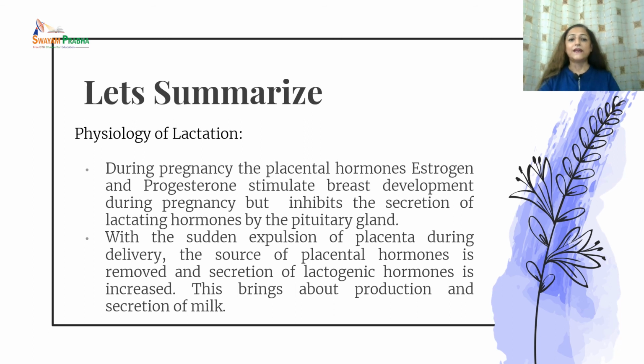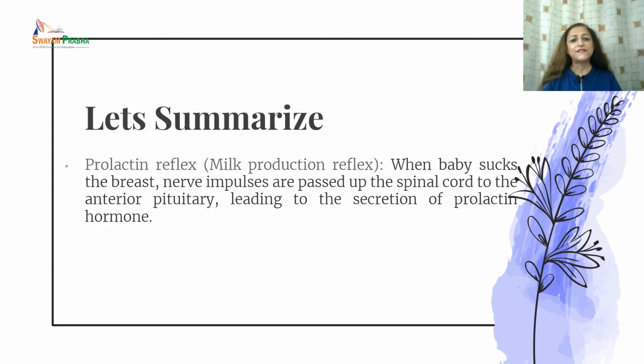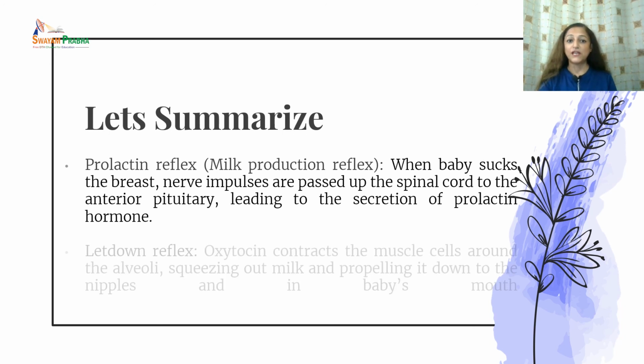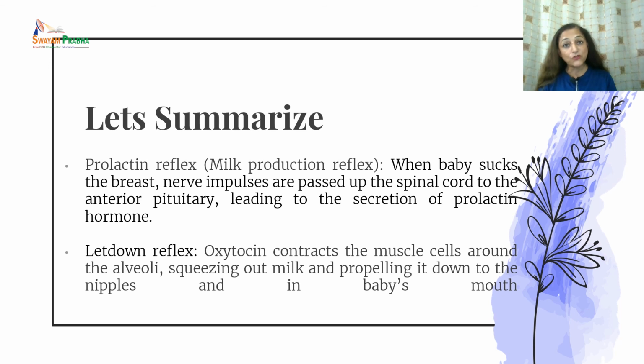After that, we studied the prolactin reflex, also known as the milk production reflex. This is the stage when the baby sucks the breast, nerve impulses are passed up to the spinal cord and the anterior pituitary, leading to the secretion of prolactin hormone. And then we studied the letdown reflex. It is caused by oxytocin. This hormone contracts the muscle cells around the alveoli, squeezes out milk and propels it down to the nipples and into the baby's mouth.